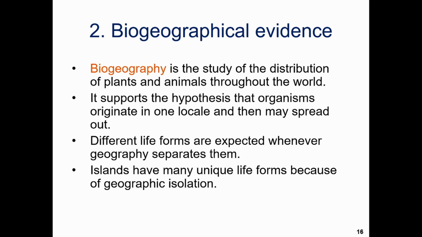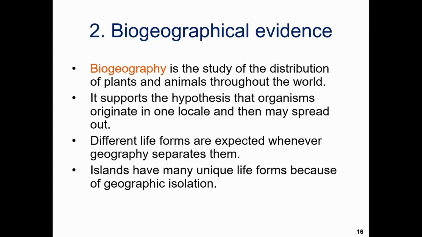For biogeographical evidence, we're looking and studying the distribution of plants and animals throughout the entire world. And when we look at the evidence we see in biogeography, it really supports the hypothesis that organisms originate in one spot and then can spread out. And we find that there's different life forms wherever geography separates them.